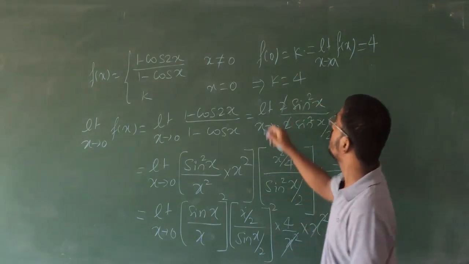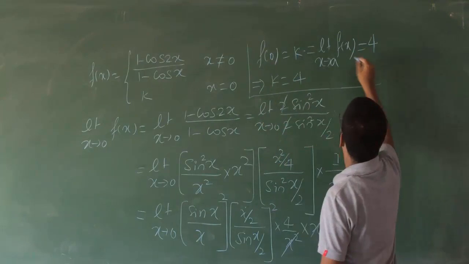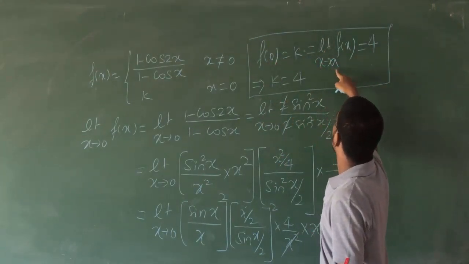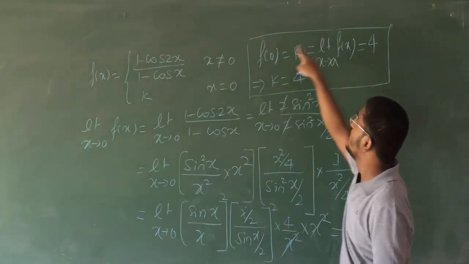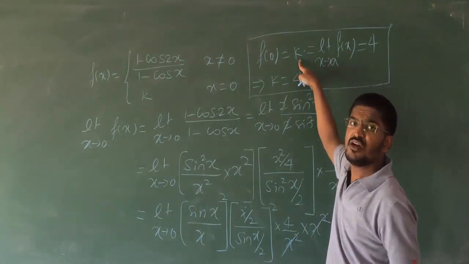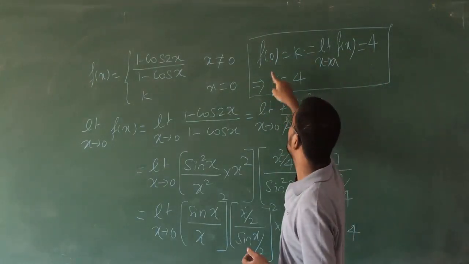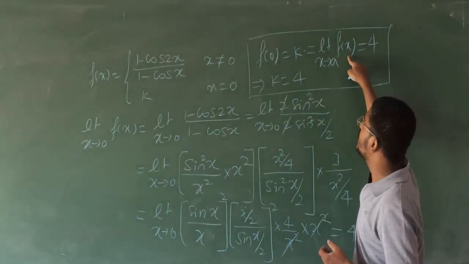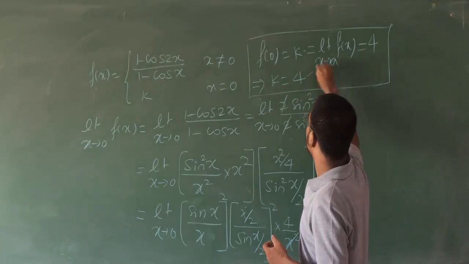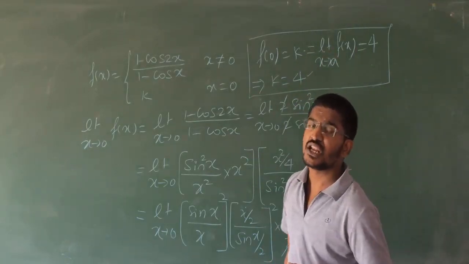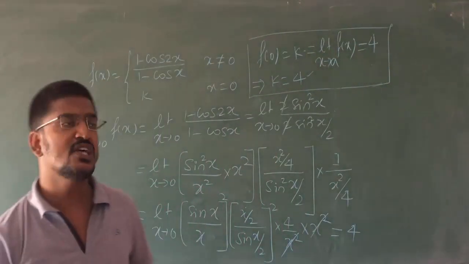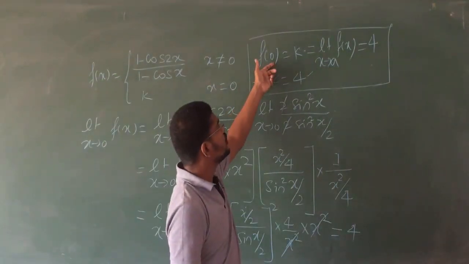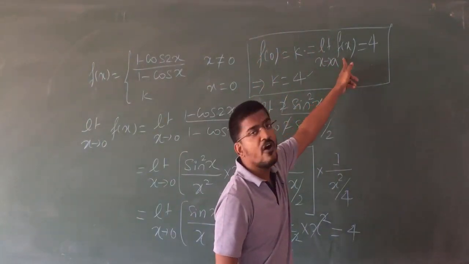Clear, students? So see this carefully. That is limit x tending to 0 f of x equal to 4. F of 0 equal to k. From the definition of continuity, f of 0 equal to limit x tending to 0 f of x. Hence k equal to 4 is your answer. Clear, students? So this is also one of the very important problems.